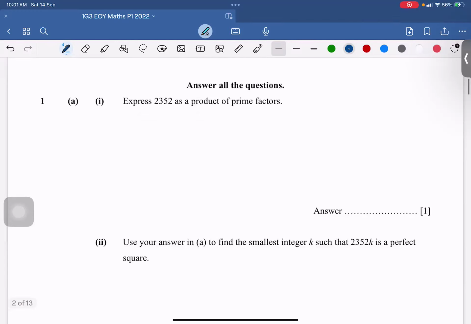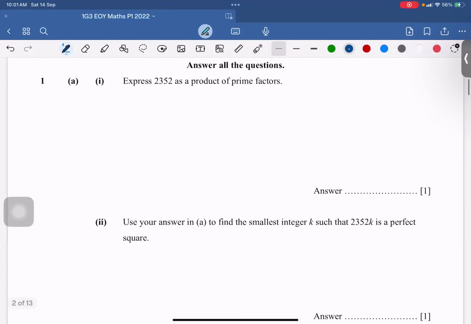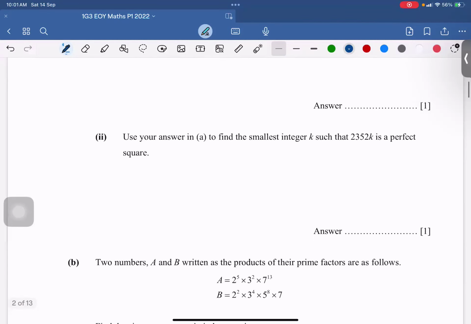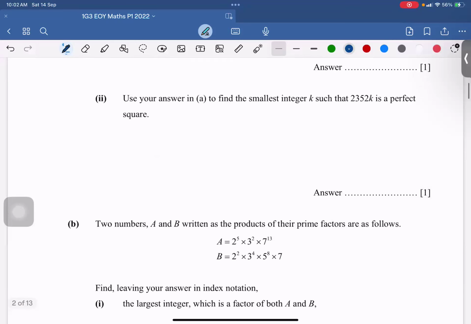I will assume that you know how to express something as a product of prime factors. Then for question number 2, using your answer in A, find the smallest integer k such that this is a perfect square. You can do whatever questions we go through in pencil or pen, up to you. Then you complete the rest on your own. I'm not going to do every single question.